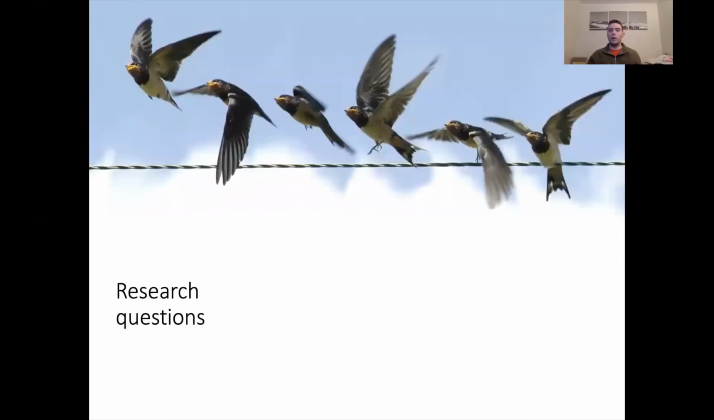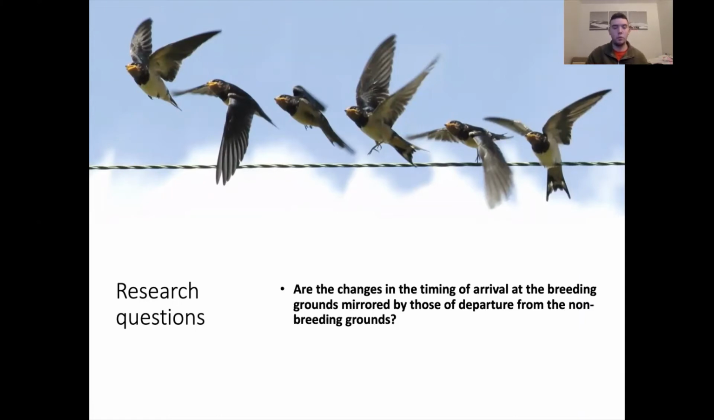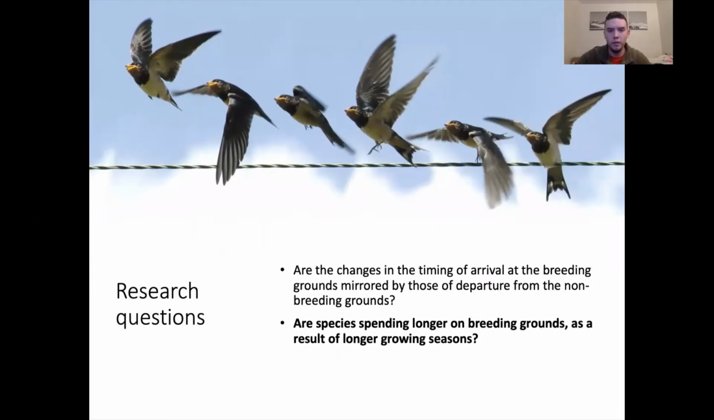So generally, what were our research questions? We wanted to see whether changes in the timing of arrival at the breeding grounds are mirrored by those in departure from the non-breeding grounds, or whether this phenomenon is likely due to an increase in migration speed. We wanted to see whether species are spending longer on the breeding grounds as a result of longer growing seasons. As I mentioned, we know relatively little about what is going on in the non-breeding grounds, but even more so, we don't really know what's going on in our autumns towards the end of the breeding season.